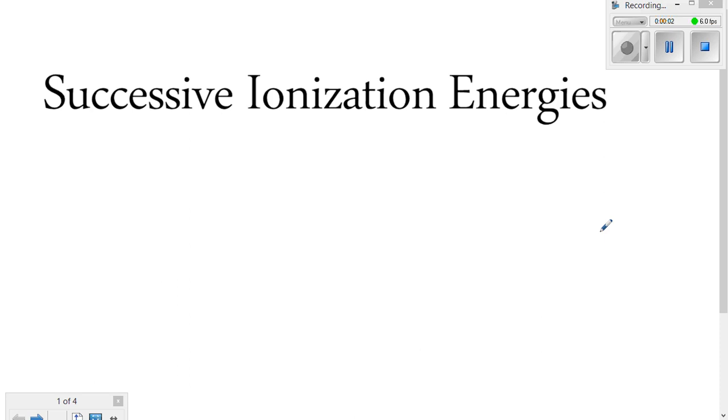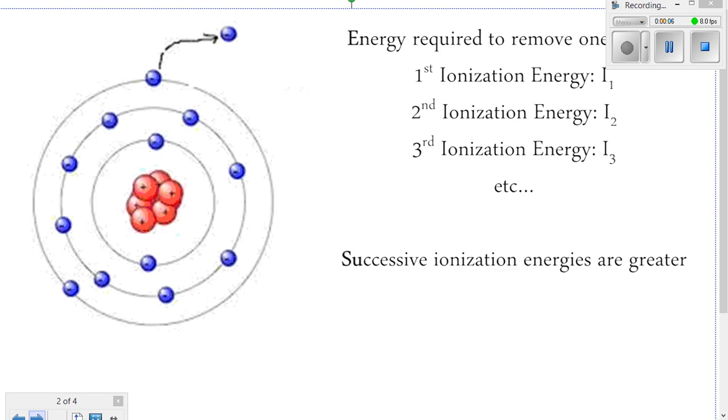Okay, so this video is about successive ionization energies. If you remember, ionization energy is the energy required to remove one electron from the outermost shell of an element. Now, successive ionization energies would refer to the ionization energies of electrons removed after the first electron is removed. So the first ionization energy, denoted I1, would refer to the first electron being removed.